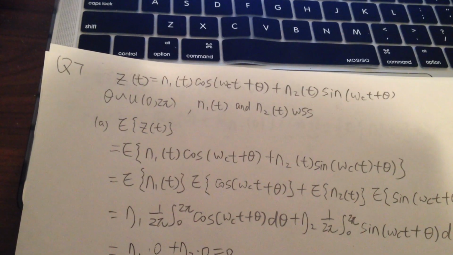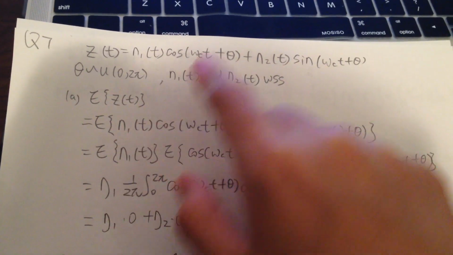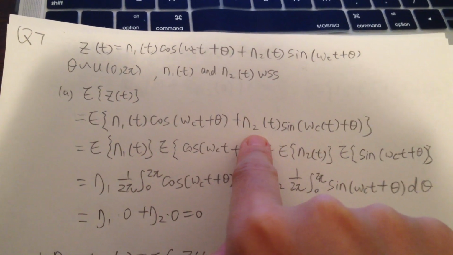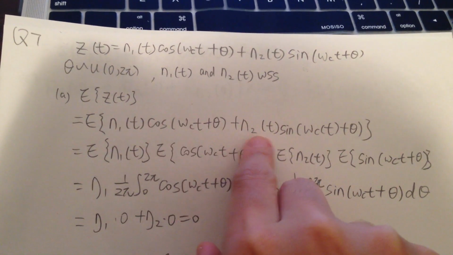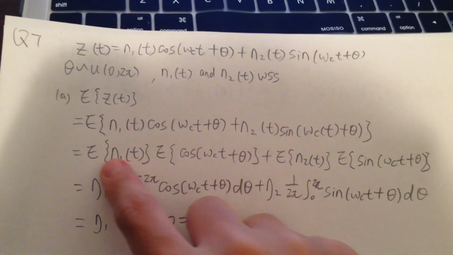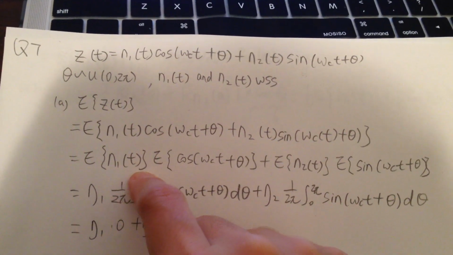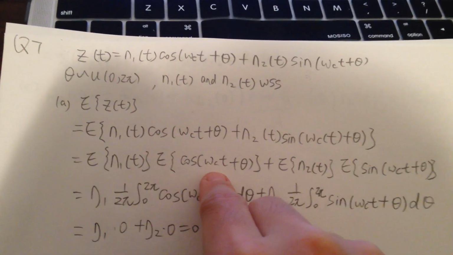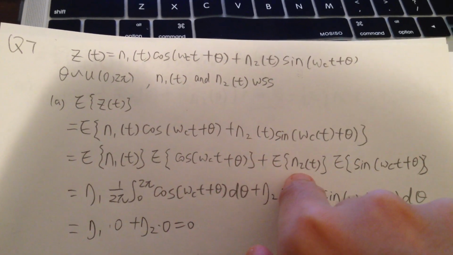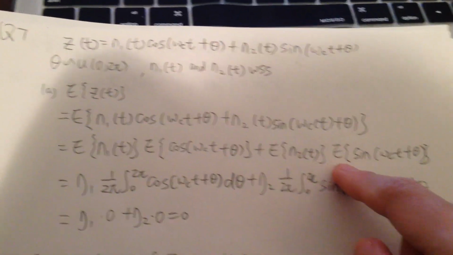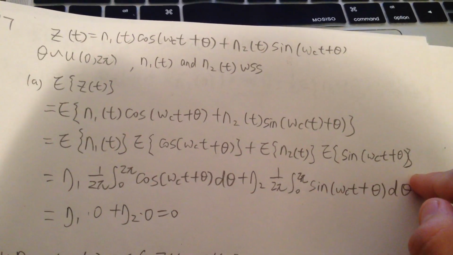For question 1, we need to find the expectation of Z(t). So right now we just need to plug this formula in here, and because N1(t), N2(t), and θ are independent, it equals the expectation of N1(t) times the expectation of cosine(ωc t + θ) plus the expectation of N2(t) times the expectation of sine(ωc t + θ).